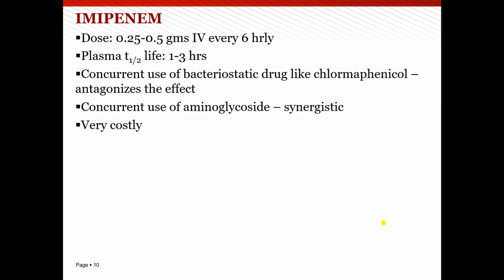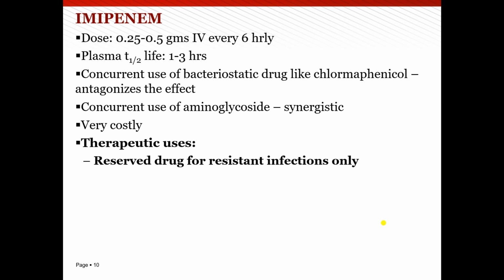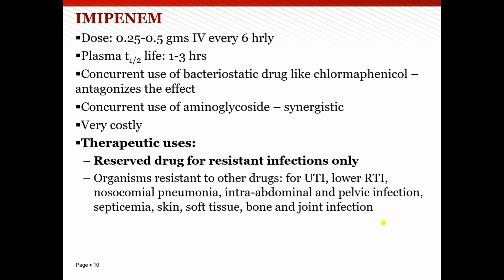The only disadvantage is that the drug is very costly, so it should be used only if absolutely required. Therapeutic uses: it is the reserved drug for resistant infections only. The infections caused by organisms resistant to other drugs, like urinary tract infection, lower respiratory tract infection, nosocomial pneumonia, intra-abdominal and pelvic infections, septicemia, skin and soft tissue infections, bone and joint infections, can all be treated by imipenem-cilastatin. But we should first try all other drugs, and if the organism is resistant to other commonly used drugs, then we should go with imipenem.